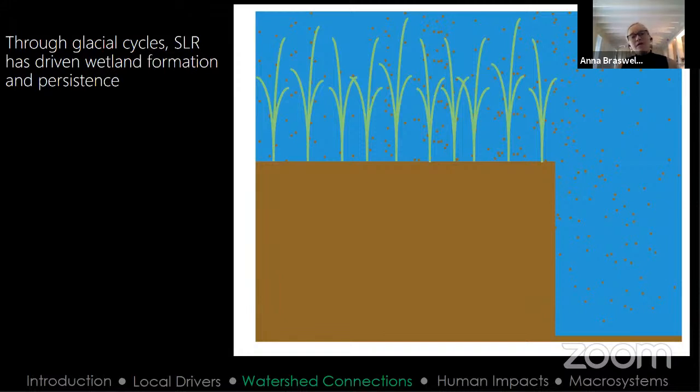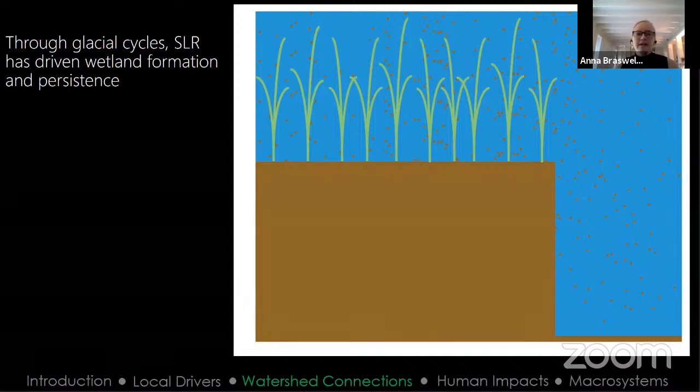So what happens during interglacial cycles, such as when a major ice sheet melts, is that the water level goes up so quickly. For instance, when the Laurentide ice sheet melted, the sea level rise went up so quickly that those plants can't maintain their elevation relative to sea level, and you get drowning.